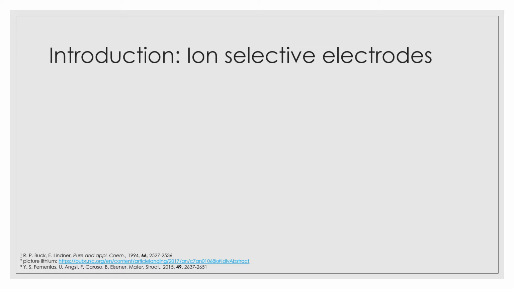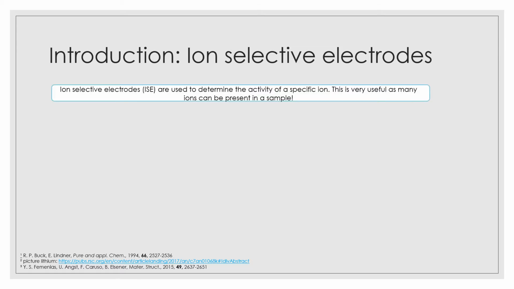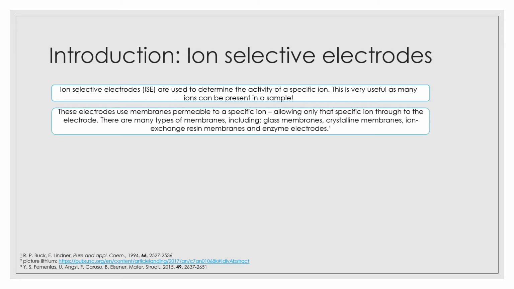There is also a third way to analyze the contents and concentrations of your solution, and that is by using ion selective electrodes. So these electrodes are used to determine the activity of a specific ion, and they generate potentials in the presence of specific ions. They can do this because they have membranes that only allow a specific ion through to the electrode. There are different types of membranes, for example, glass, crystalline, exchange resin membranes, or even enzyme electrodes. And these are extremely useful, especially when there are multiple ions present in your sample.